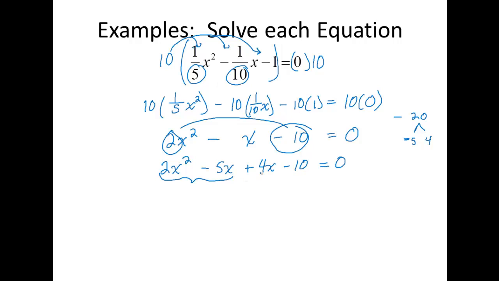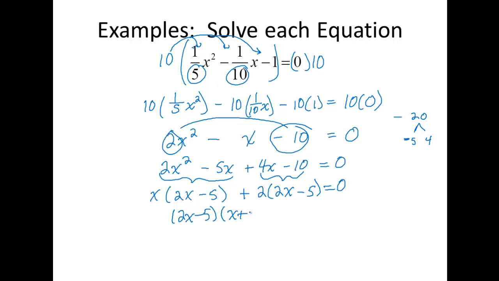And so I'm going to rewrite that minus x as a minus 5x plus 4x minus 10 equals 0. 4 terms, so we can factor by grouping. First two terms I can factor out an x. I'll be left with a 2x minus 5. Second two terms, I can factor out a 2, and I'll be left with 2x minus 5. And so in factored form, I'm going to have a 2x minus 5 times an x plus 2 equals 0. And this is where my two solutions are going to come from. 2x minus 5 equals 0. X plus 2 equals 0.